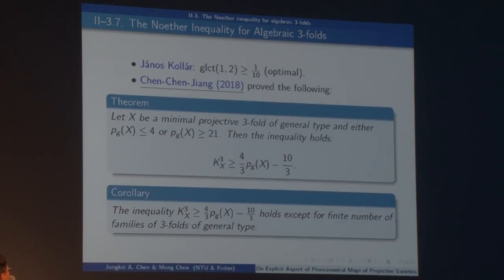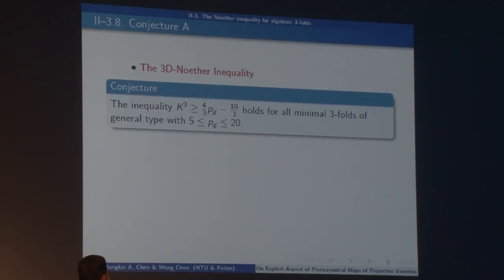Roughly speaking, for any geometric genus at least 21, any threefold of general type satisfies this inequality. Because this is optimal due to the example of Kobayashi, we can say that this is really a three-dimensional Noether inequality, which holds except for finite classes. Of course, it's very natural, by intuition, that we believe this is true for PG between 5 and 20. So we are still working on this.